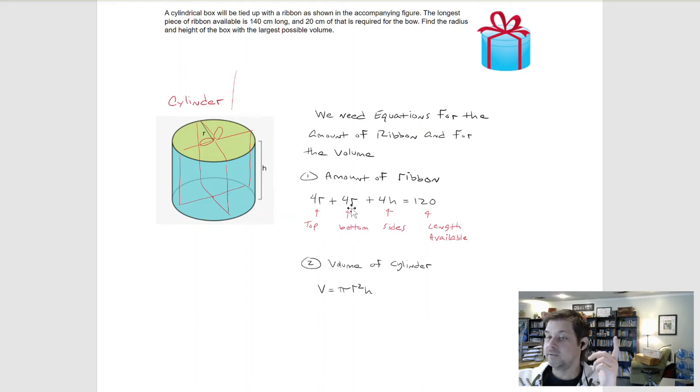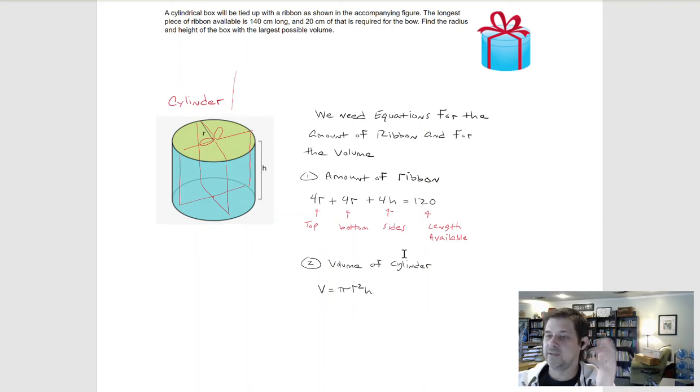On the bottom, another 4 lengths of radius. And along the sides, 4 lengths of the height. And that's going to be 120. Why 120? Well, because we have 140 centimeters of ribbon available. 20 centimeters of that's on the bow. The rest of it is in contact with the box like that. So this accounts for the amount of ribbon.